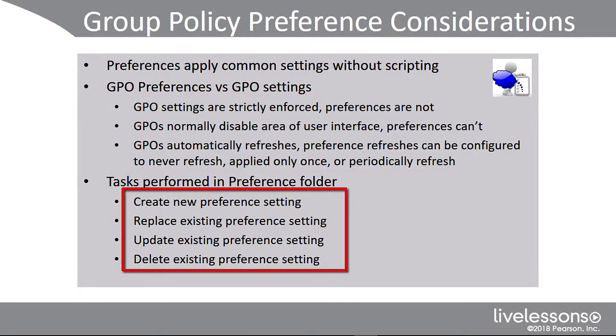When we're working with preferences, we have 4 different tasks that we can perform. We can create a new one. We can replace an existing one. Maybe we've redone this preference that we have out there and we have all new options. We can replace that existing preference. We can update an existing preference if we've made some minor tweaks to a preference that we already have out there. And at some point you may want to delete an existing preference setting. We can do that as well. So those are some of the options that we have available to us as we're working with preferences.